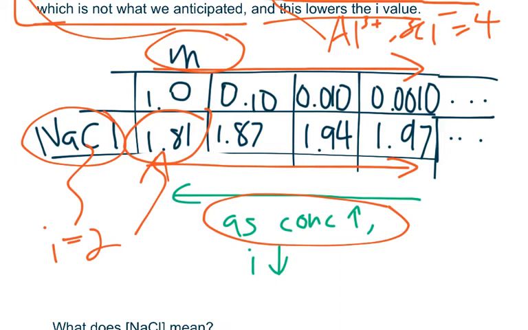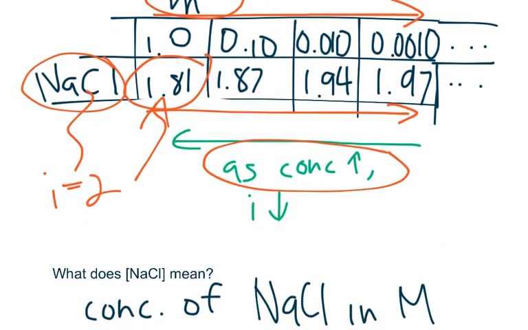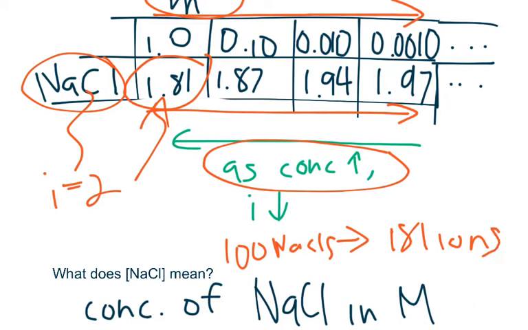And in this case, the particles are ions, so 1.81 particles of ions, which is a weird thing to think about, but you can think about it like this. For every 100 NaCls, you will get 181 ions that form. So you could think of it that way too.